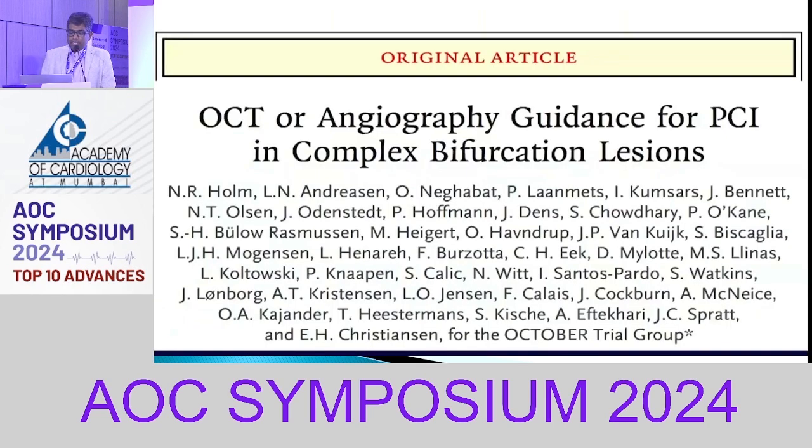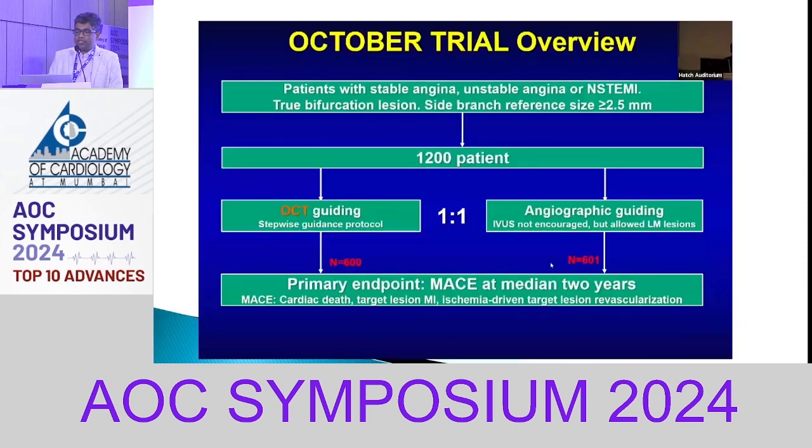In the same ESC, one more OCT trial was presented, which was the OCTOBER study, and this was a study in bifurcation patients basically. The patients having bifurcation, OCT-guided versus angiography-guided.